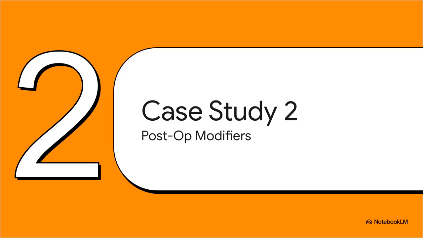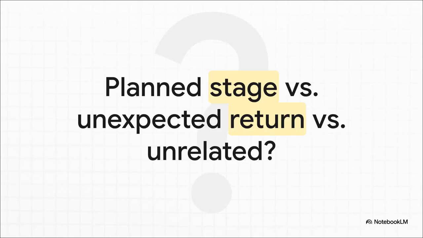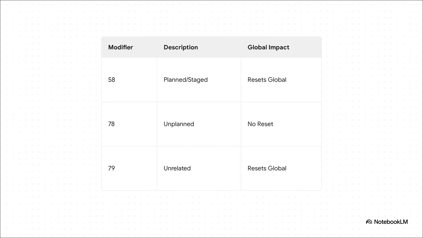Okay, moving on to Section 2, Case Study 2, Post-Op Modifiers Deep Dive. Let's step into our second battleground. We're dealing with patients who return to the clinic or operating room during an active global period. Picture these three patients. Patient 1 is back for a planned second-stage tumor reconstruction. Patient 2 had an unplanned return to the OR to control a post-op hemorrhage. And Patient 3? They're in a 90-day global period for cataract surgery, but show up for a completely unrelated wrist fracture cast. Let's break down exactly how these differ.